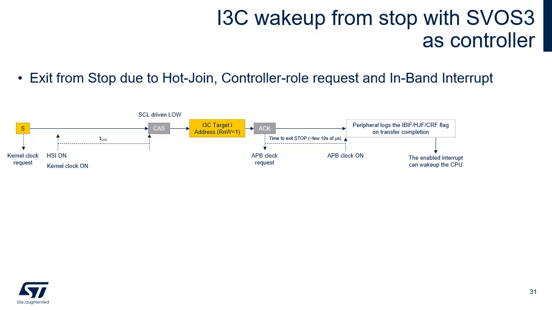Seventh step. With the APB clock running, the peripheral can log the I3C transfer in its status and data registers. When the bus transfer is completed, the peripheral generates the corresponding flag IBIF, CRF, or HJF, and the enabled interrupt can wake up the CPU.